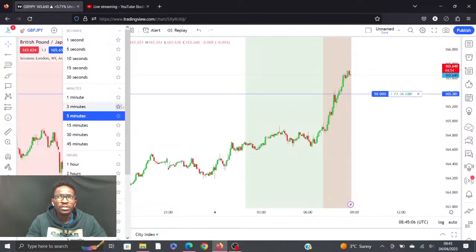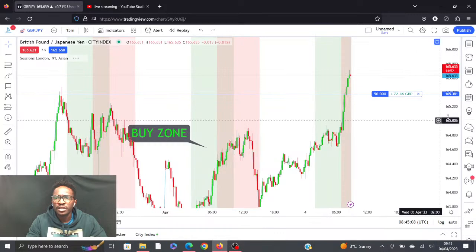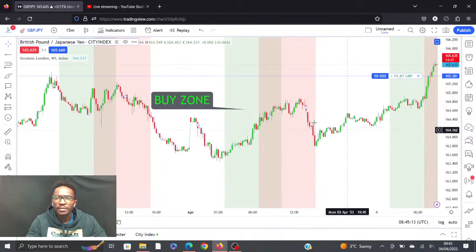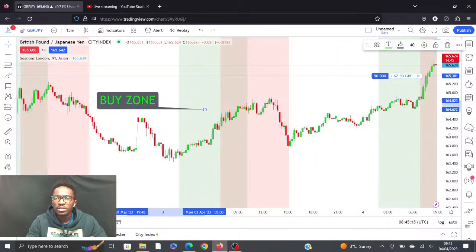I'm going to pop this on the 15-minute chart because it's the same strategy that I used yesterday that I'm using today. Yeah, so the pound yen, what is this one here?